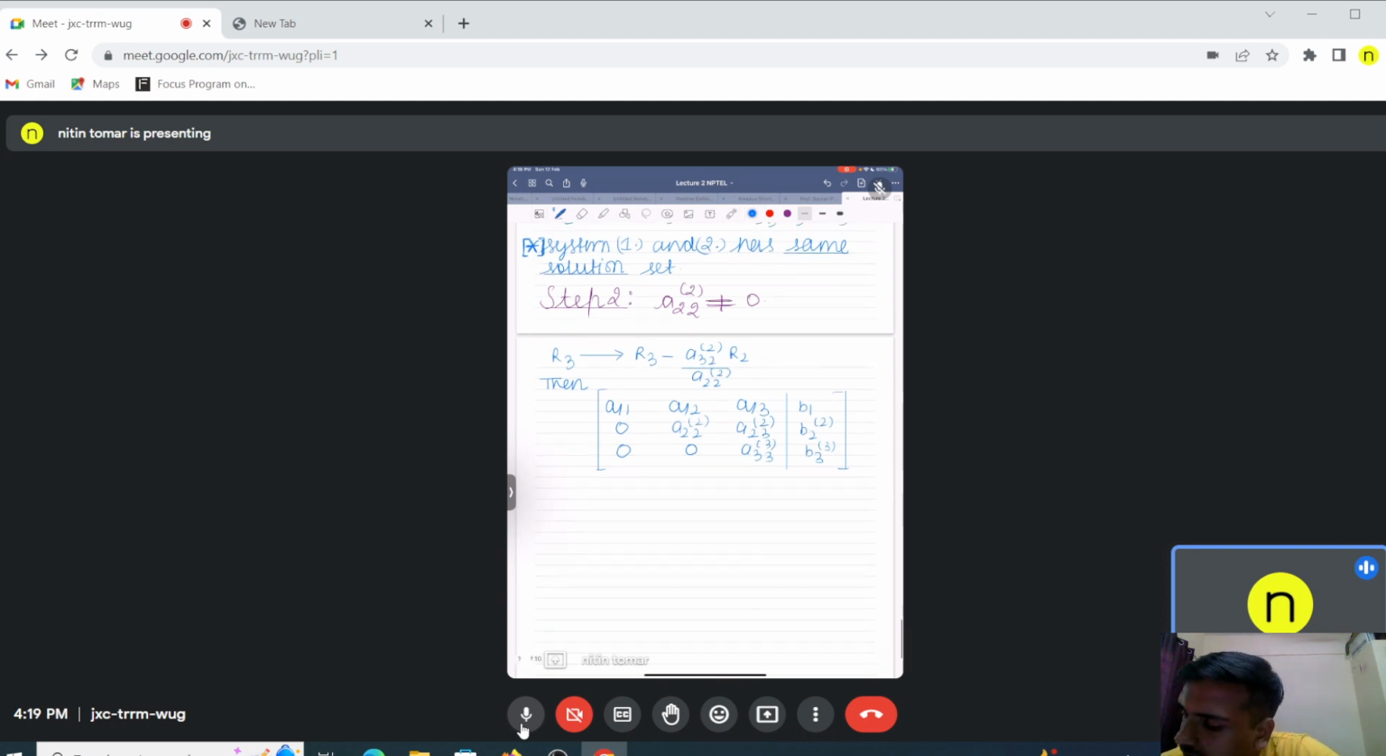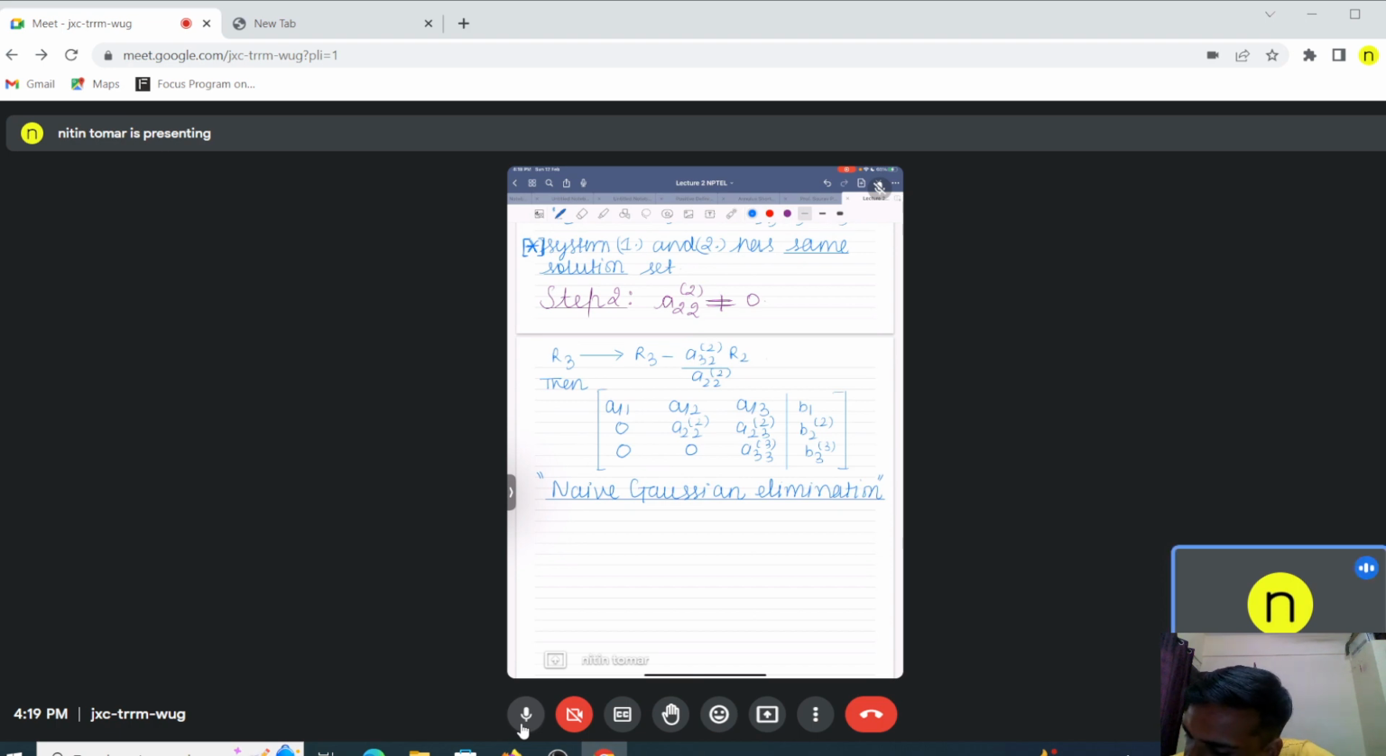So hence we have an upper triangular form. Is this correct? Yes, sir, correct. This method that we have solved is called the naive Gaussian elimination method, okay? Naive means, what should I say, not very wise. Do you know why? Because this method is not foolproof. It is not a bulletproof method.